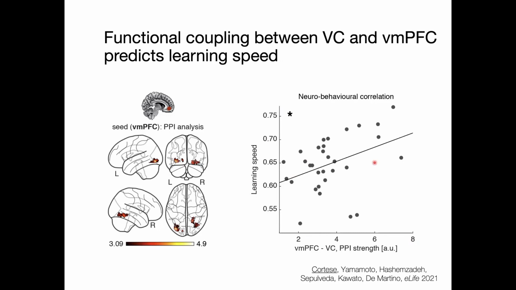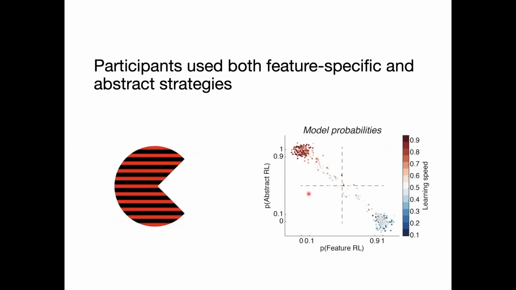And this, I think, provides again good support for the idea that there is a clear neural basis for these learning abilities. But as I mentioned earlier, it seems that participants do use both types of strategies. They use both an abstract strategy and a feature strategy. From a computational point of view, these are quite different in the sense that they use different types of information from the visual stimuli.